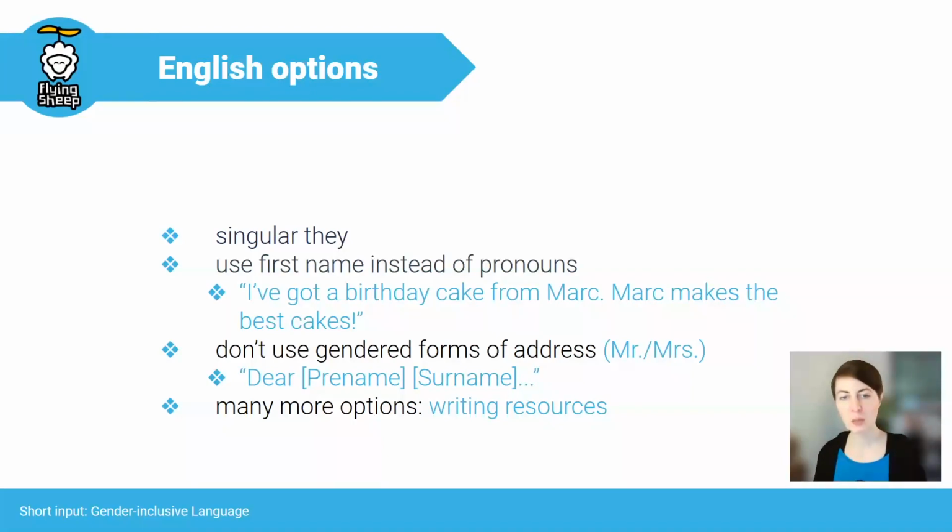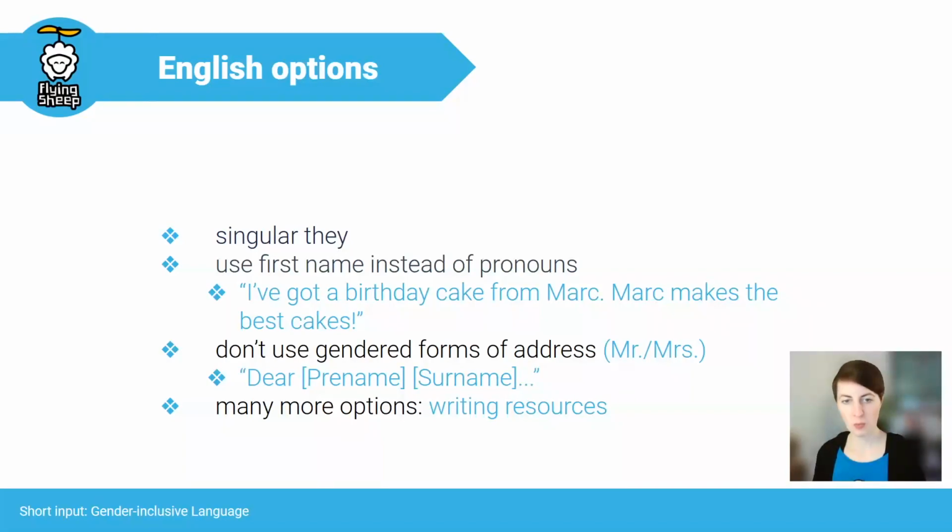When you're corresponding with a stranger, try not to use gendered forms of address. So, for example, when you're writing a letter or an email, don't write Dear Mr. or Mrs. and make assumptions based on their first name, but instead consider writing something like Dear first name, last name, which is something that I usually do. And there are actually many more options than that. I just wanted to give you a couple of them.